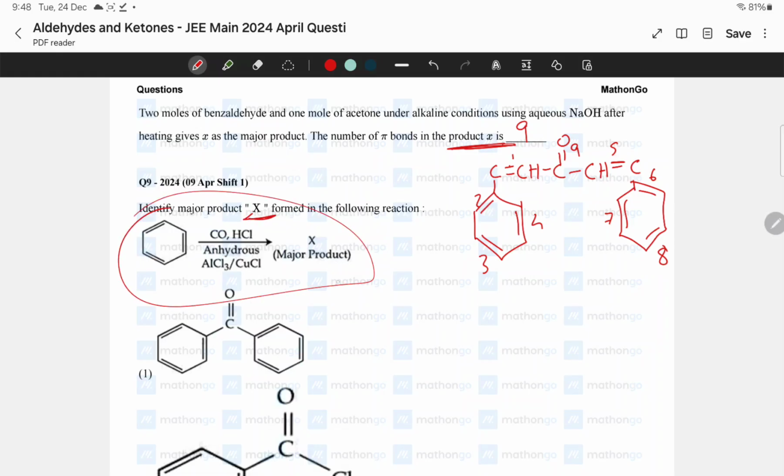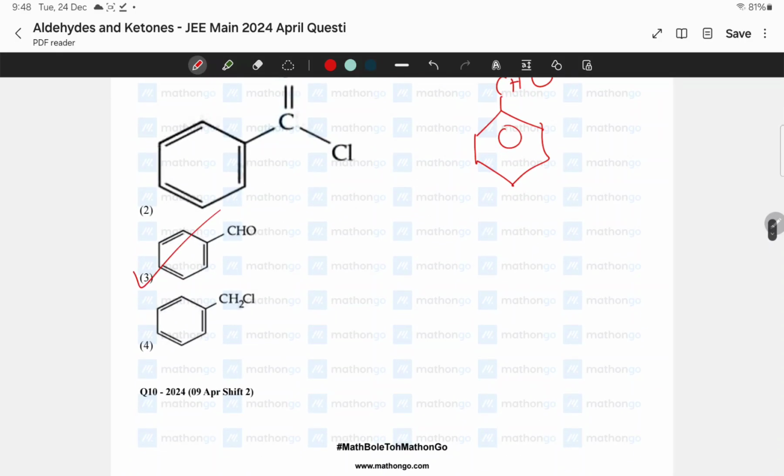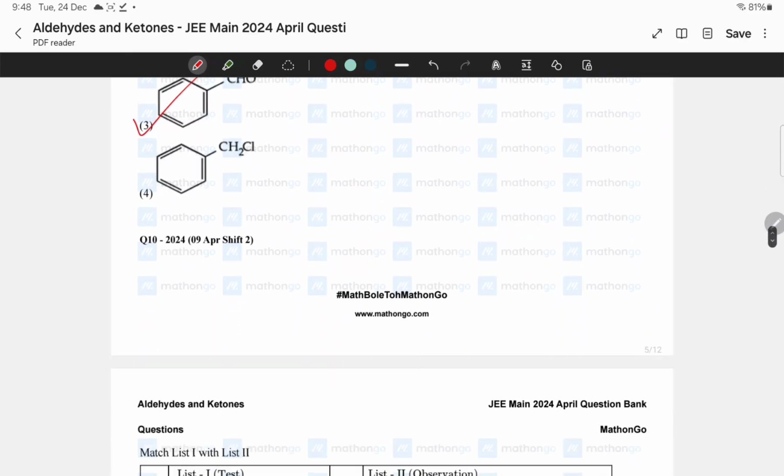What reaction is this? This is the Gattermann-Koch reaction. So what do we get in the Gattermann-Koch reaction? Very simple. Benzaldehyde. So which is benzaldehyde here? Yes, option 3 is the correct answer. Now question number 10.